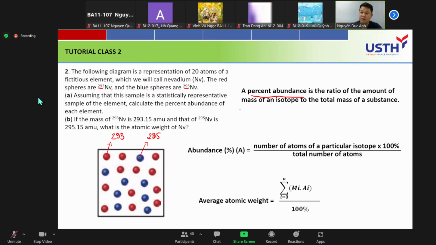Sorry, it's not really clear. I take this one from a paper, but it's not really right. The ratio of the amount of atoms, total atoms. Okay.